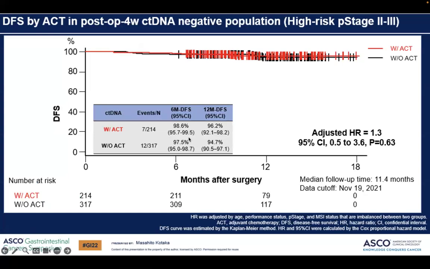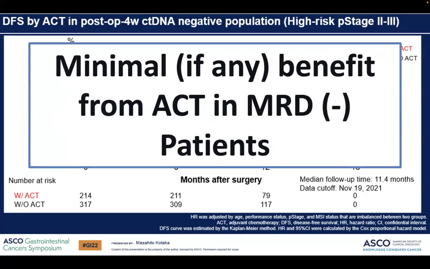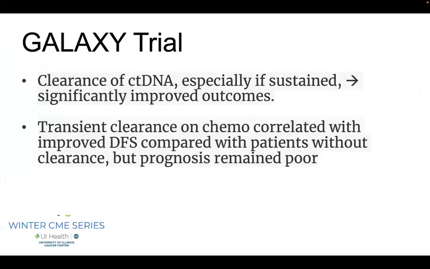So 98.6 versus 97.5. 96.2 versus 94.7. So not really a significant difference between the ctDNA negative population and them getting chemo. So this would suggest that there's minimal, if any, benefit from giving adjuvant chemotherapy in this particular ctDNA negative population.